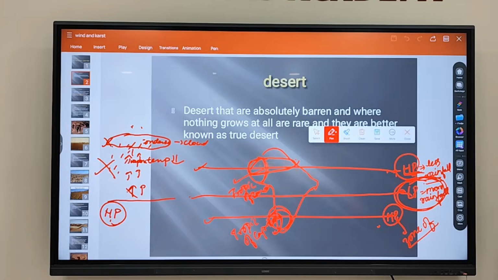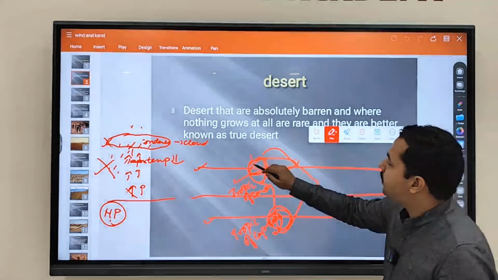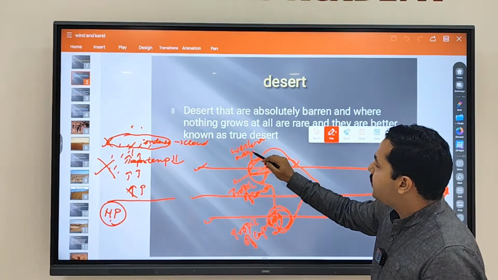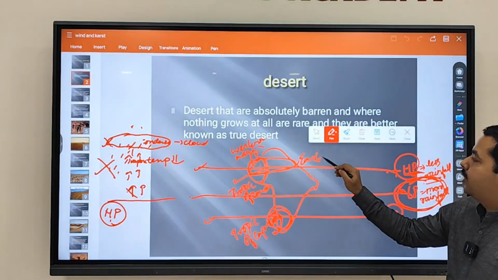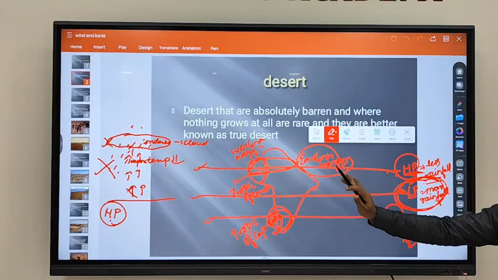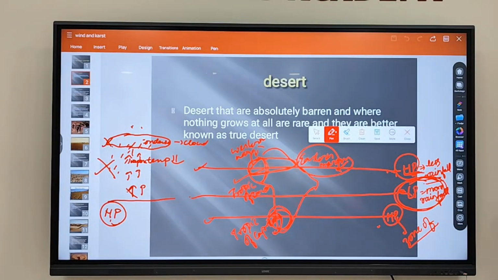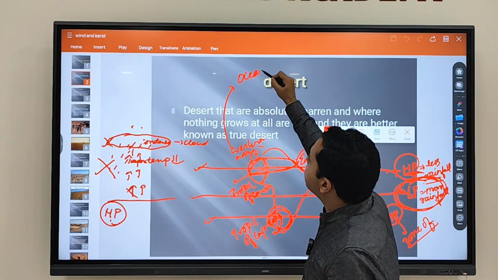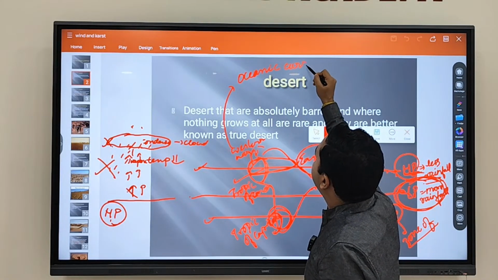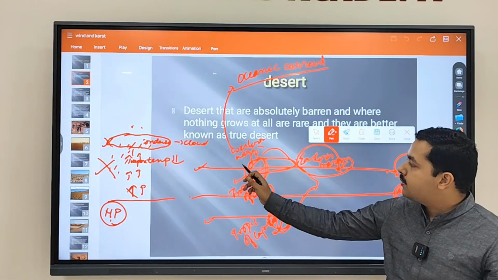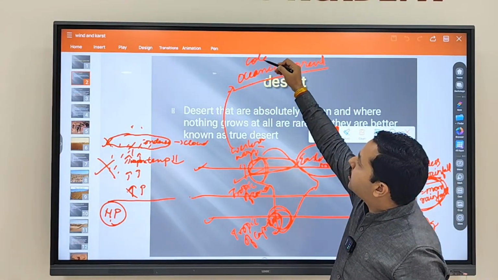Fine. Now secondly, we discussed most of the deserts are located on the western margin. They are not located on the eastern margin. Why are they located on the western margin? The reason behind this is the oceanic current. Because at the western margin there is always a cold oceanic current flowing.